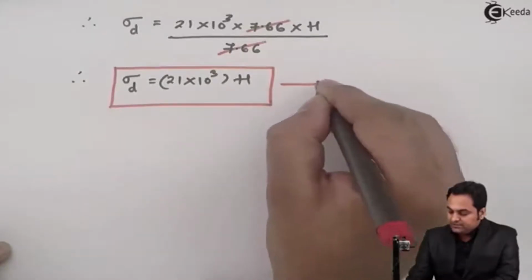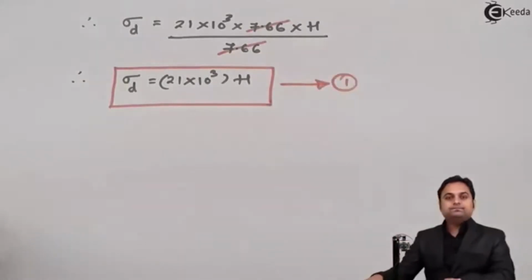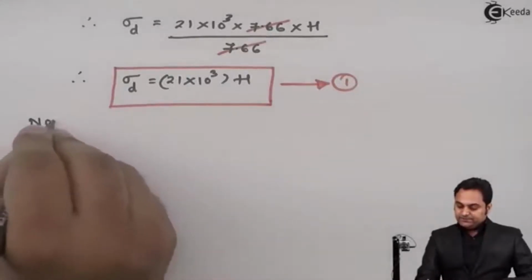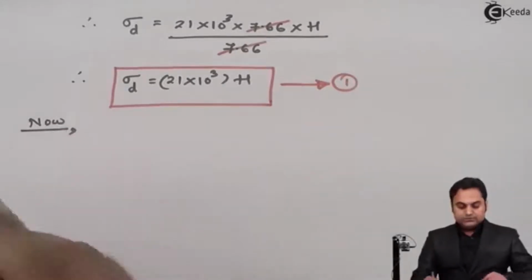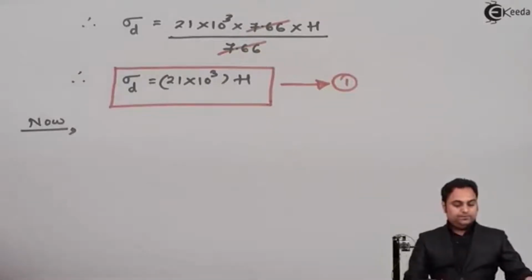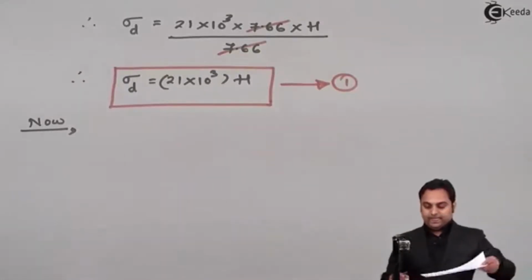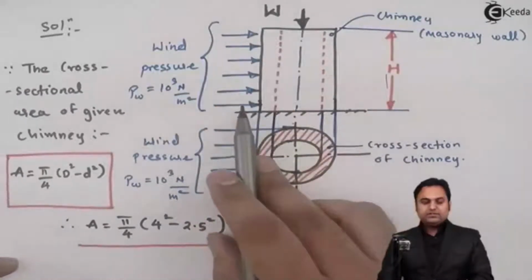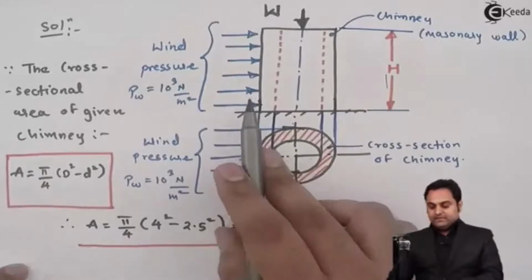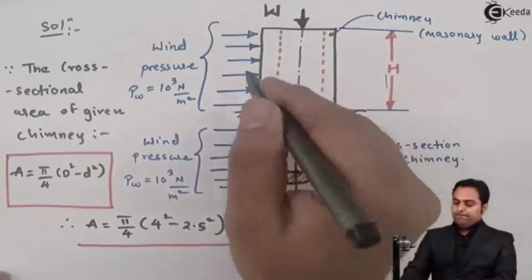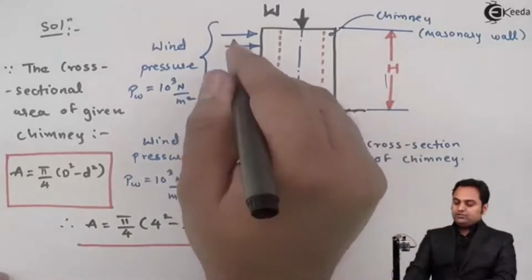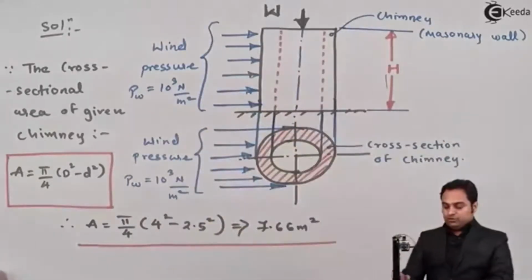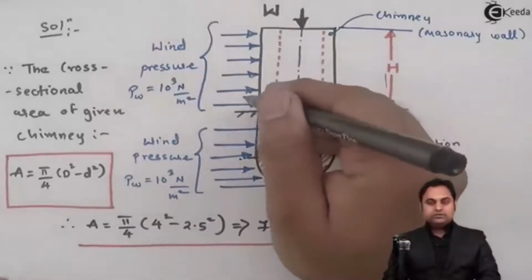I'll denote it as equation number 1. Now, after getting the direct stress, since in the problem it is given that there is wind pressure acting on one side, because of the wind pressure there will be wind force, and because of that wind force there will be bending of this chimney in the direction of wind, and because of that bending stress would be induced. So first we need to know the value of this wind force.